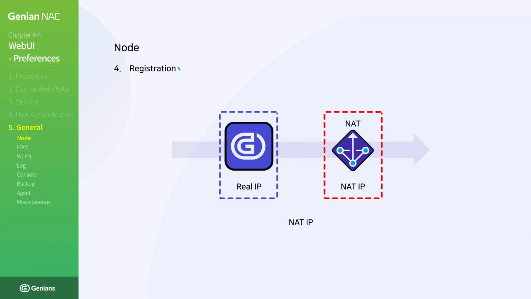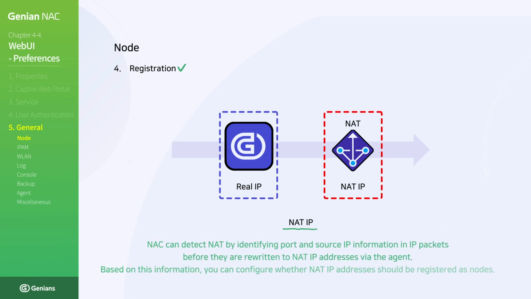The registration section allows you to configure whether to register NAT IP addresses as nodes. NAC can detect NAT by identifying port and source IP information in IP packets before they are rewritten to NAT IP addresses via the agent. Based on this information, you can configure whether NAT IP addresses should be registered as nodes.